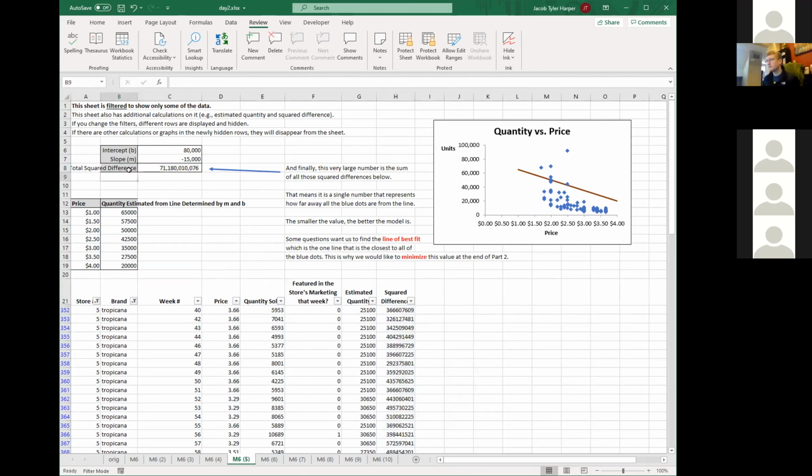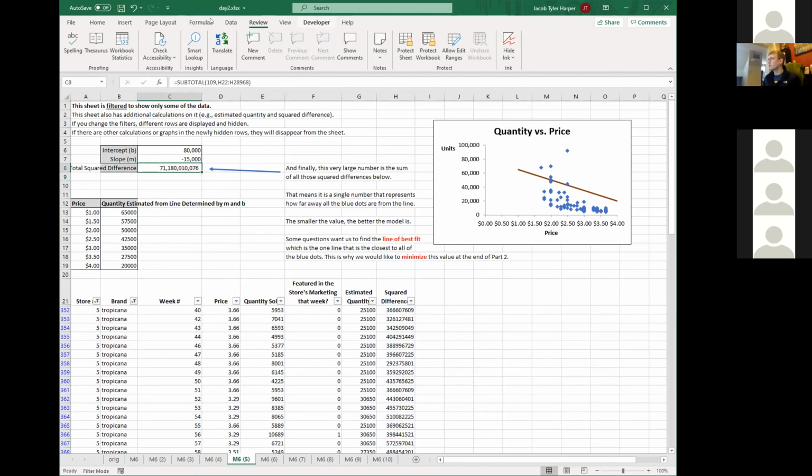So what that means is that this is a single number that represents how far away the points are. So the smaller this number is, the better our model is. It's saying, oh, the points are really close to that red line that we're utilizing, which is why when you have some questions that want you to find the line of best fit, typically what you're going to be doing is trying to minimize this number here. Because by minimizing this distance, you're saying make the points as close as possible. And that's how we're going to get our line of best fit.